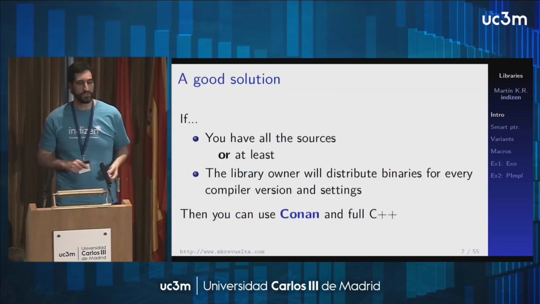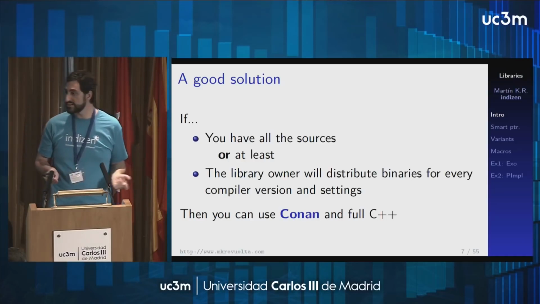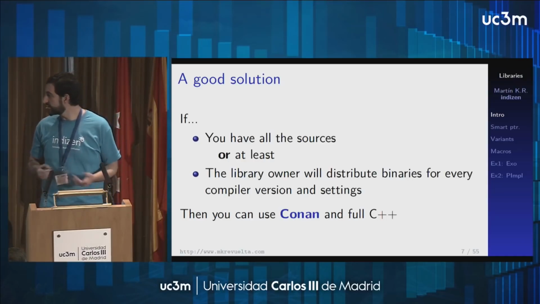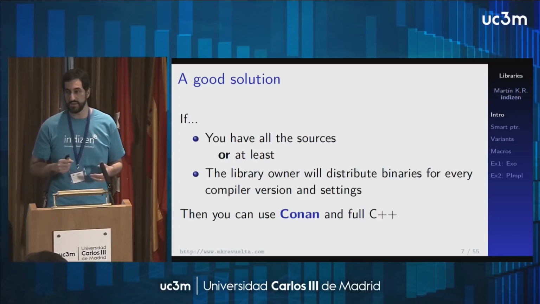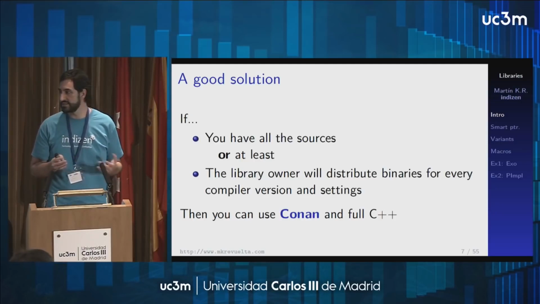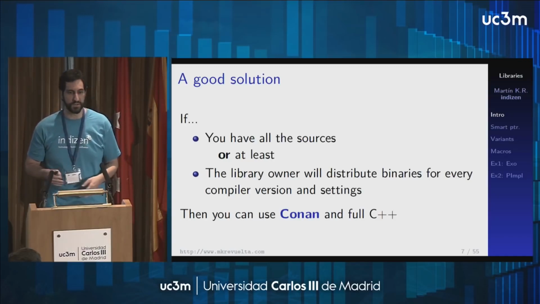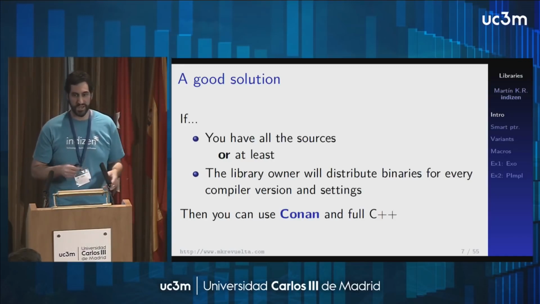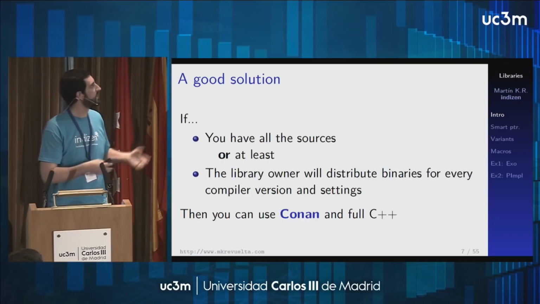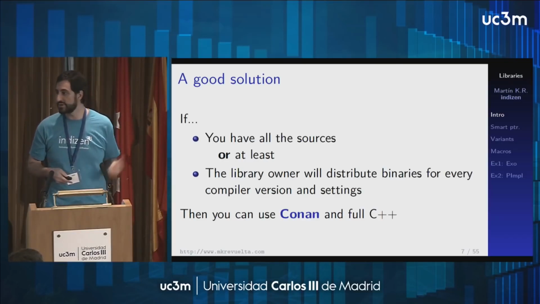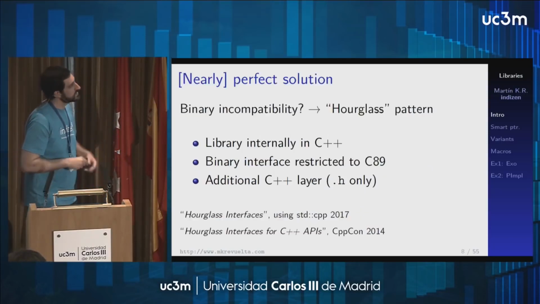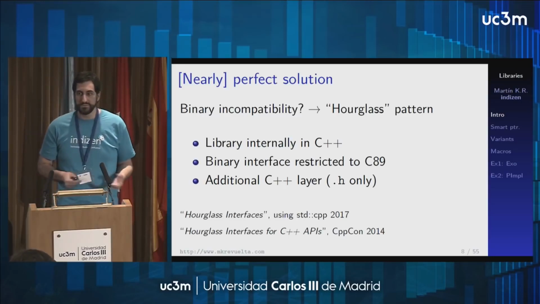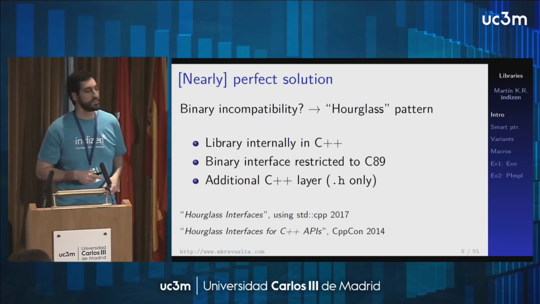So a good solution is to have all the sources, recompile everything every time in your compiler, and everything is okay, that's great. Or at least, if your library provider is ready to compile the library in every specific version of the compilers, including future versions, and ship them and give them to you, you can manage that. And you can use Conan to manage all those dependencies, and that's great. But in general, sometimes you cannot do that.